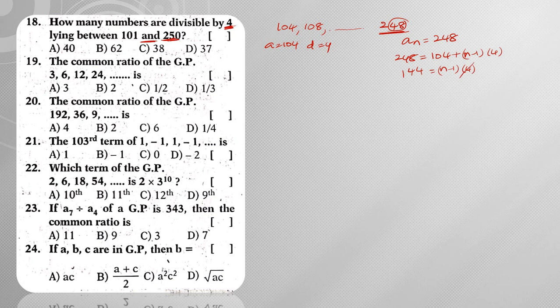So in the 4 table, so I can cancel it. So 4 3s are 12. Next 4 6s are 24. So n minus 1 is equal to 36. That means n is equal to 37. So there are totally 37 numbers which are divisible by 4.